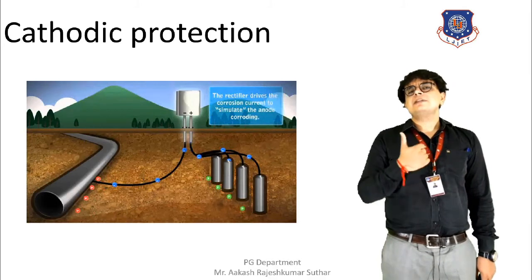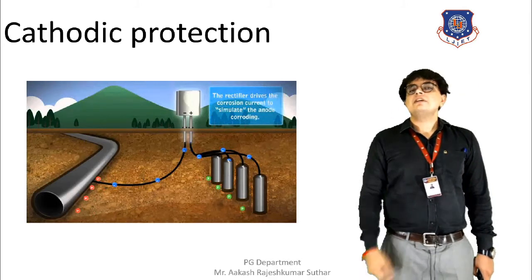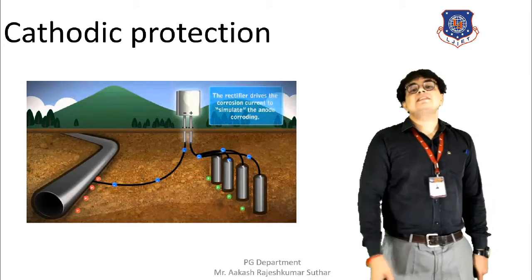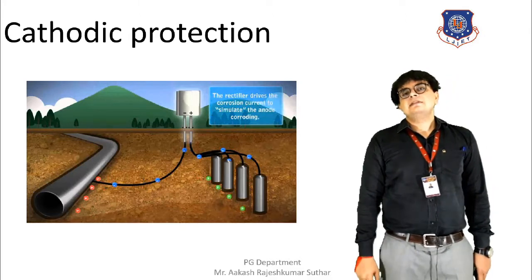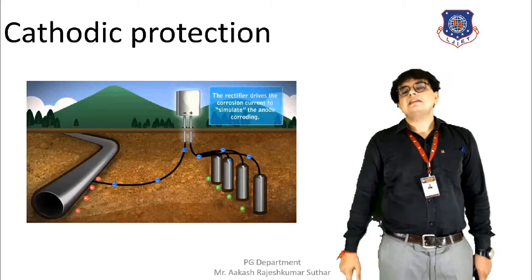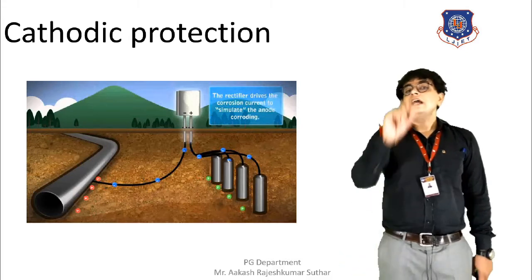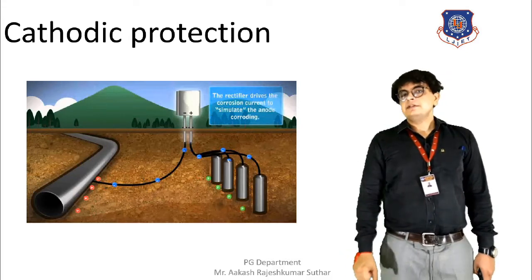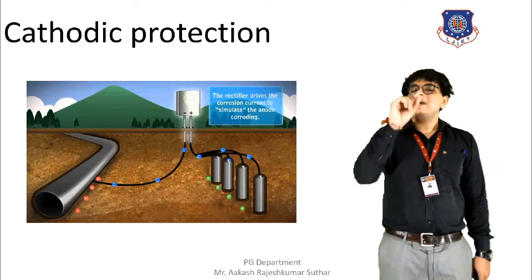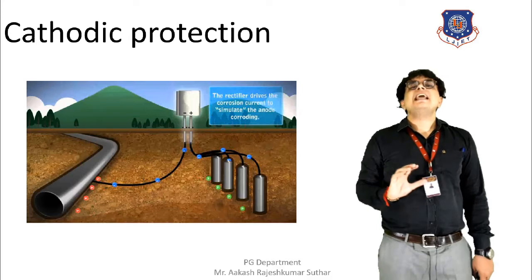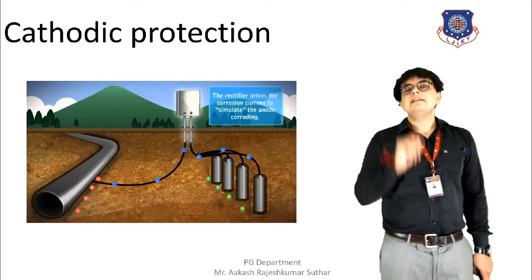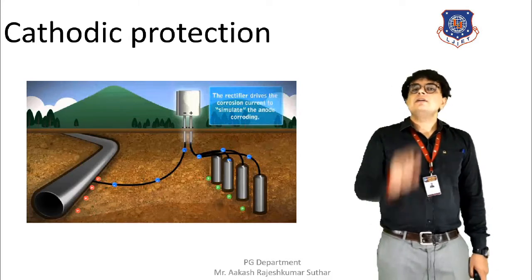A similar kind of protection is used for pipes that are laid underground. Here we have a pipe that is connected to an electric current, and at the same time we have used a manganese rod that will act as an anode. Whenever current is passed through this kind of cell arrangement, the manganese rod will get corroded.